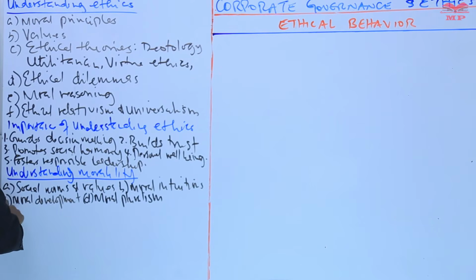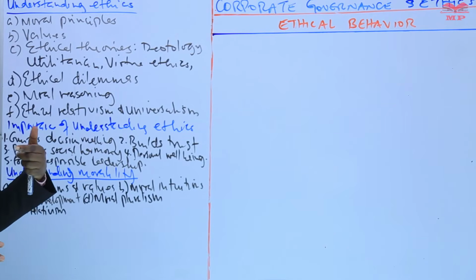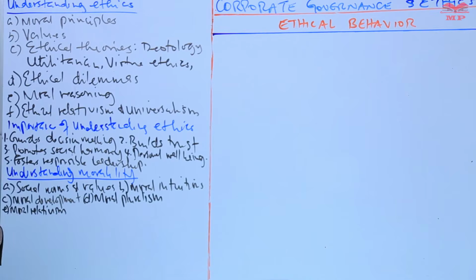Five, we have moral relativism. Moral relativism is the view that moral judgments are relative to the cultural and societal contexts in which they are made. And that means that there are no universal or objective moral truths. What is considered right or wrong can vary depending on the cultural or social norms of a particular society or community. Moral relativism.